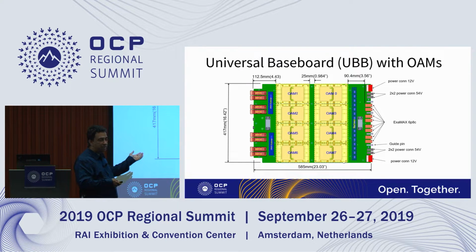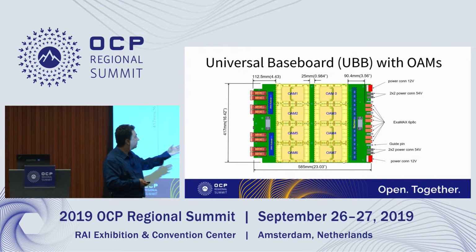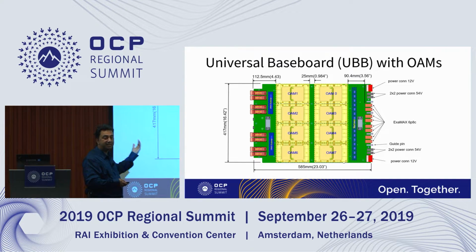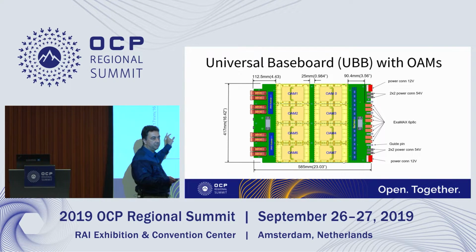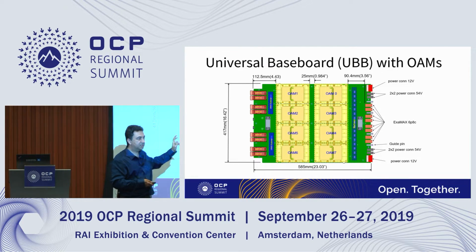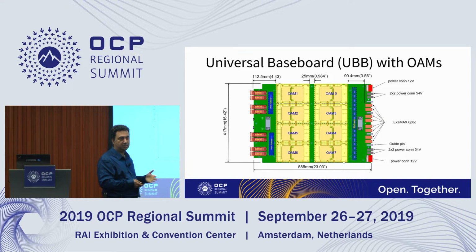Then the UBB has actually two major sections: the host interface section, which is on that side, and the native expansion section. We call it native because we expect OAMs to go directly through the QSFP-DDs out on their own native protocol.